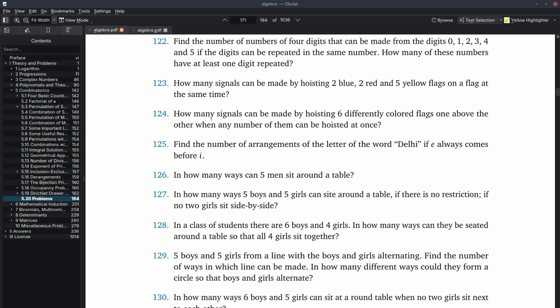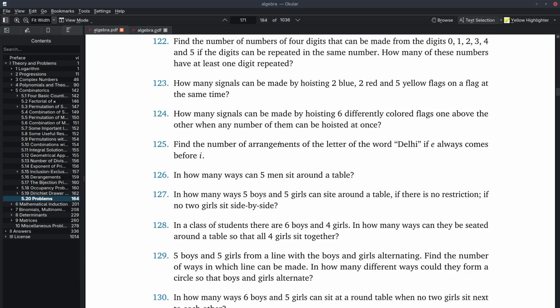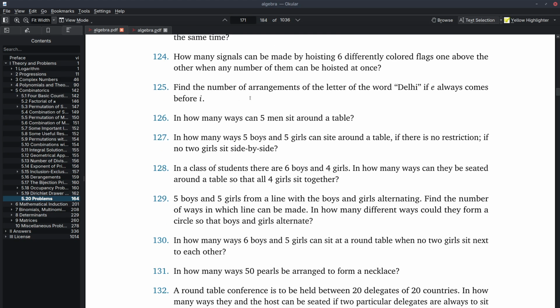Question 124 says that how many signals can be made by hoisting 6 differently colored flags, one above the other, when any number of them can be hoisted at once? So when only one flag is used, 6p1 signals can be made. When 2 flags are used, 6p2 signals can be made and so on. So total number of signals is 6p1 plus 6p2 plus 6p3 and so on up to 6p6, and the sum would be 1956.